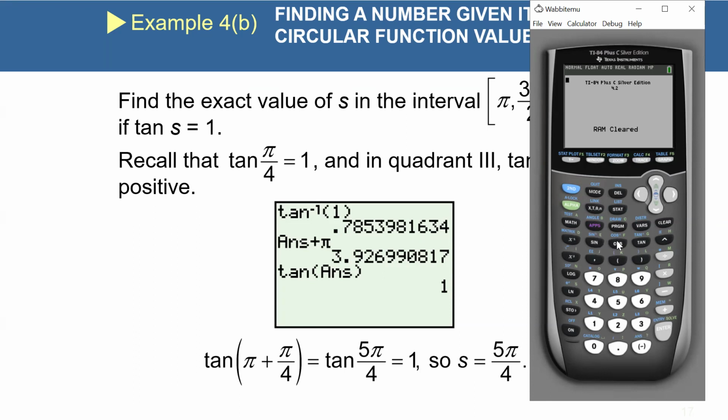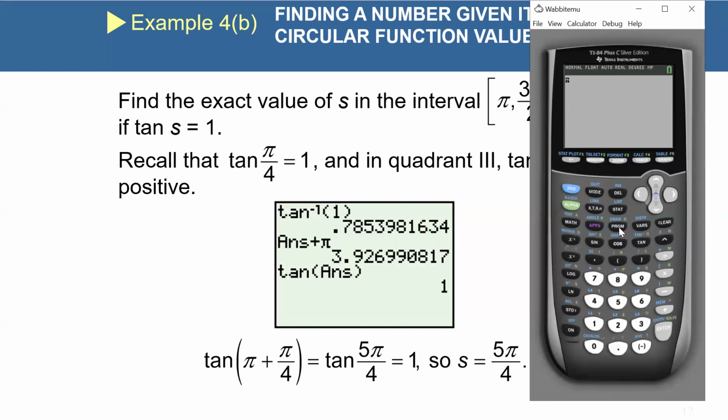If you are not comfortable working in radians, you can 100% do this in degree mode. You go to mode, go to radian, and switch it to degrees. If you want to work in degrees and then switch back, I won't be mad at you. If you choose to do that, I'm going to now be in degree mode.